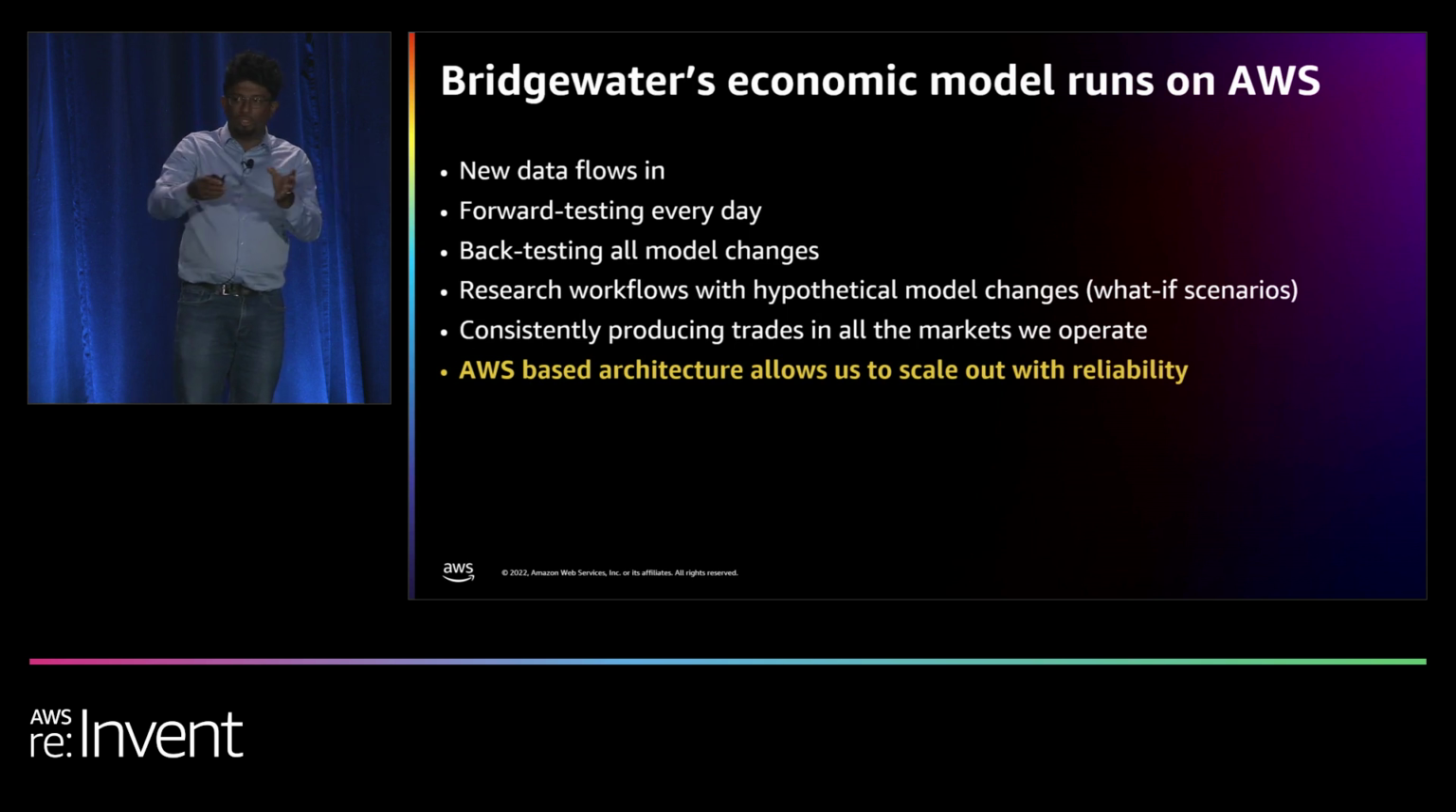And it's broken up into several what we call mini models. Every day, a new data point appears. And every day, we have to figure out that the model still works. We apply the new data against our existing understanding of the economy. We call that forward testing of the model. We also back test changes.